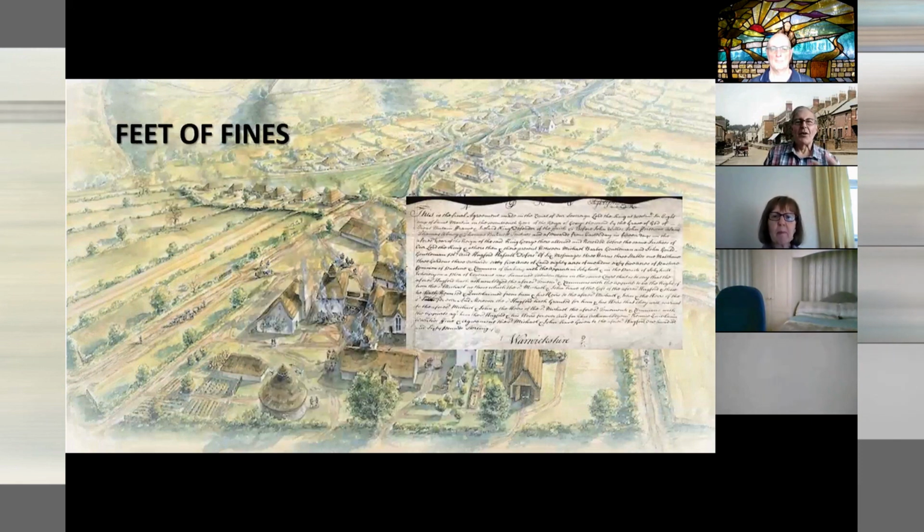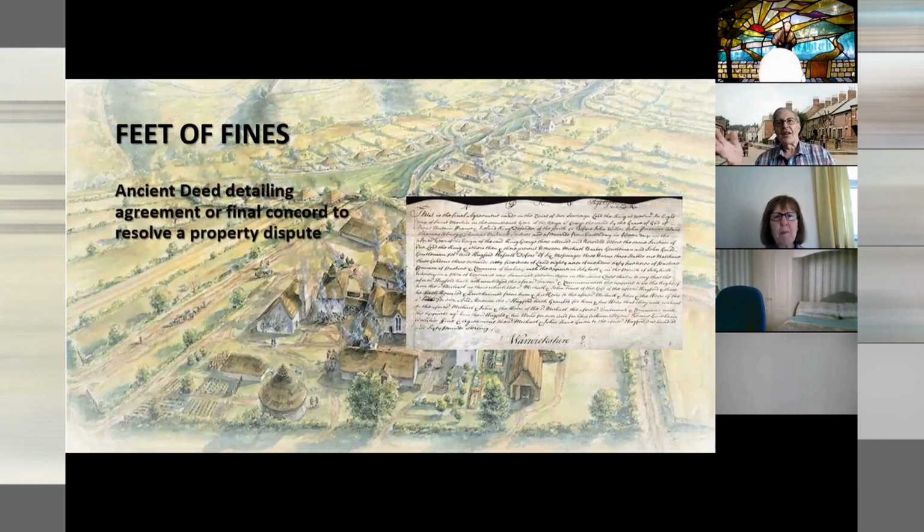Feet of fines, having talked about feet of fines, that's an example. And you can see the wavy line along the top, and you can see all those marks that will correspond with the other two parts of the deed if you've got the correct deed. They're an ancient deed detailing agreements or final concords to resolve property disputes. And there were a lot. You didn't have to be a freeholder to have a property dispute. You could be a tenant, you could be a leaseholder or whatever.